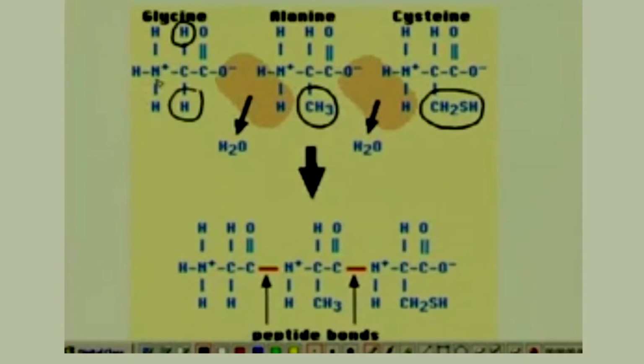So, we have an NH3 plus, we have a COO, and here we are now eliminating water to form a C double bond O NH. So, this is what has been formed.